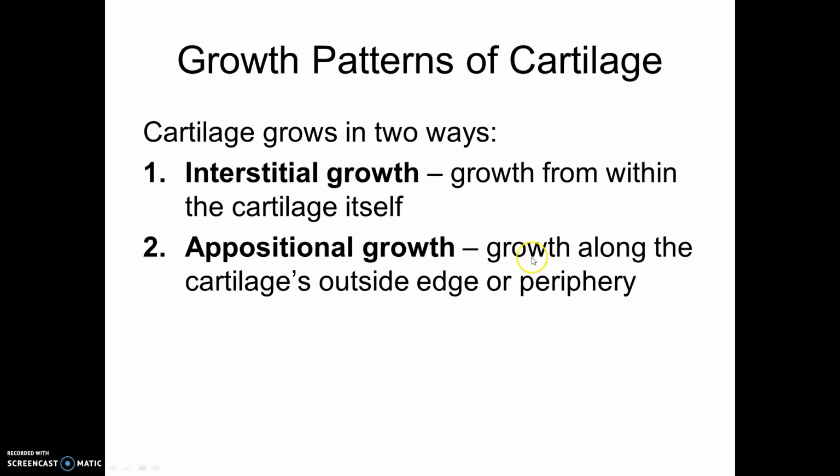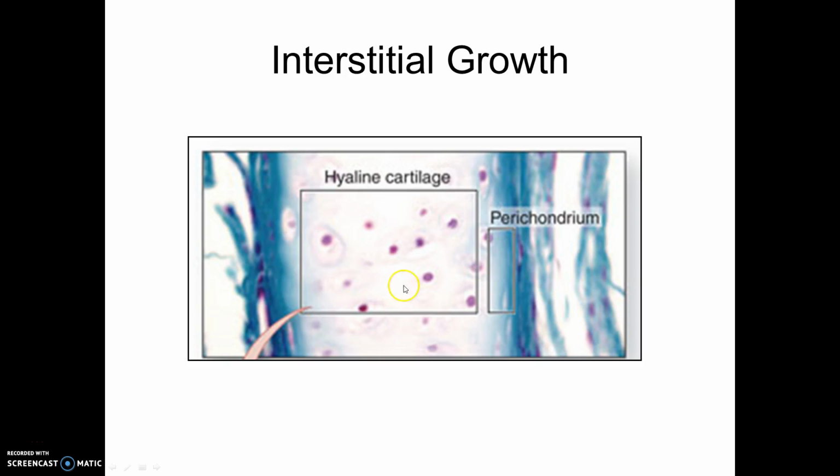So appositional growth is growth along the periphery or the outside edge of the cartilage, whereas interstitial growth is growth from within. And because the extracellular matrix gets kind of rigid as development continues, interstitial growth becomes difficult for the cartilage. So that's why appositional growth tends to be the type of growth that continues into adulthood for injury repair. Appositional growth is carried out by the chondroblasts.